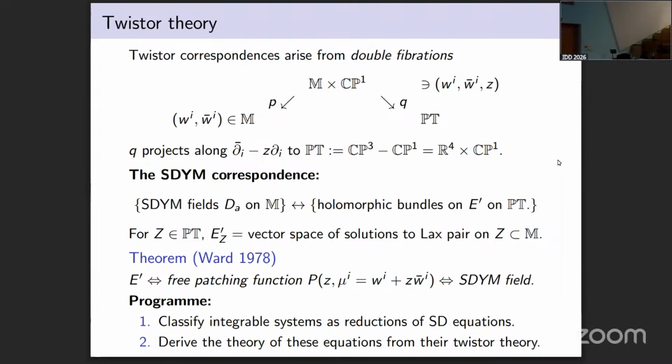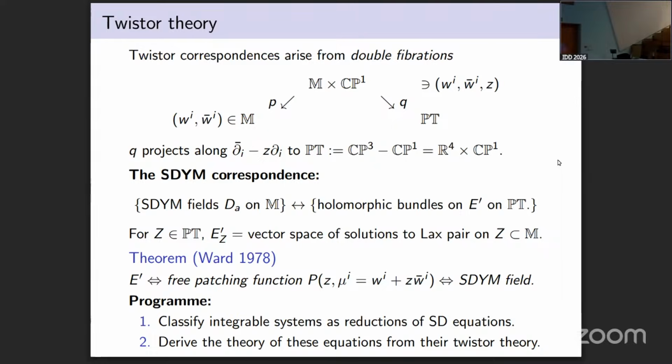What Richard Ward's correspondence does is it says that if you have a self-dual field on space-time here, then that corresponds to a holomorphic vector bundle on PT. And the version I'm giving here is really the Atiyah-Hitchin-Singer version, in which it's virtually trivial, because what you're saying is that PT is equal to R4 cross CP1, and the integrability of the Lax pair is the integrability of the complex structure, giving a lift of this complex structure to the bundle.